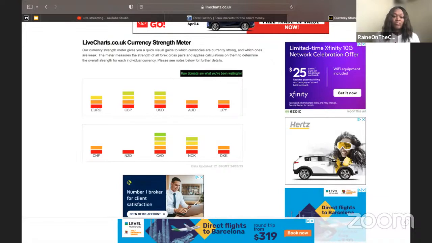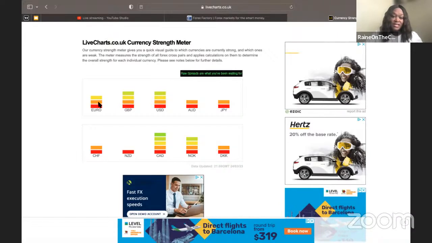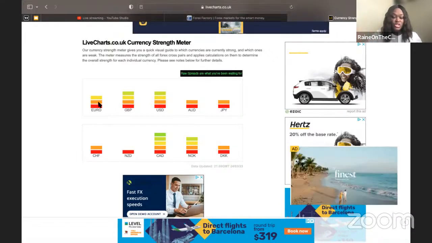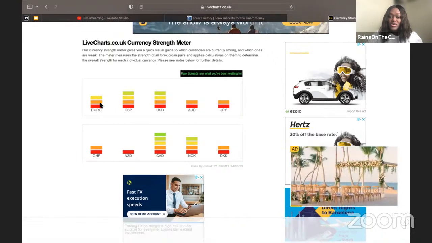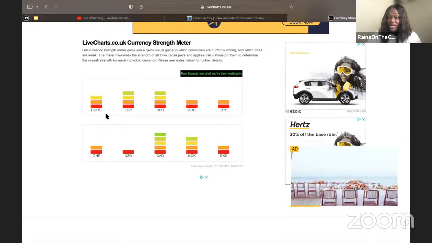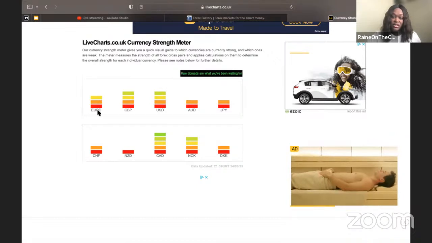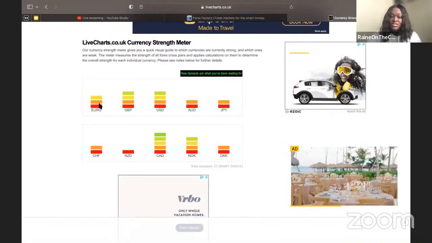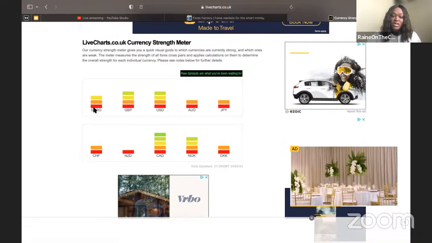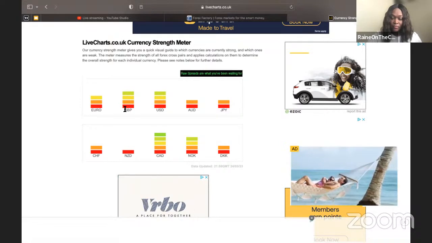Now, when it comes to figuring that out, Euro GBP is an example of one being stronger than the other. In this pair, Euro GBP, Euro has 3 bars, GBP has 4. So I'd be looking for what, Nelly? Euro has 3 bars, GBP has 4. Euro GBP, would I look for a buy or a sell in this instance?